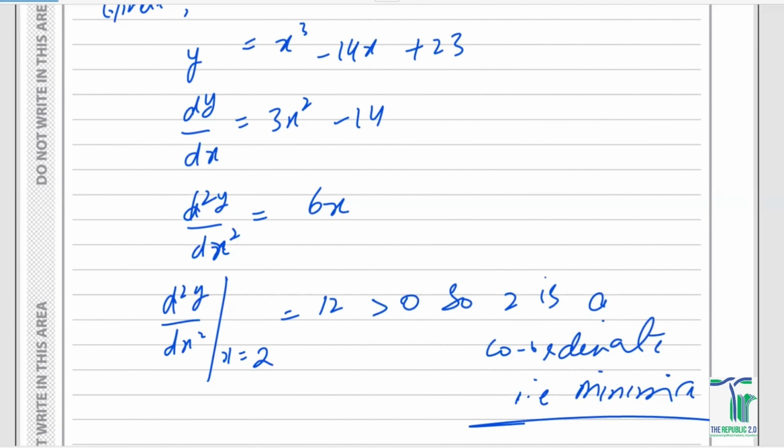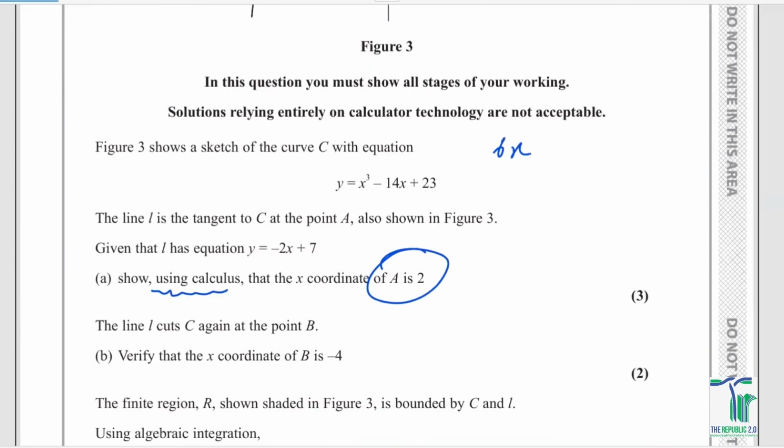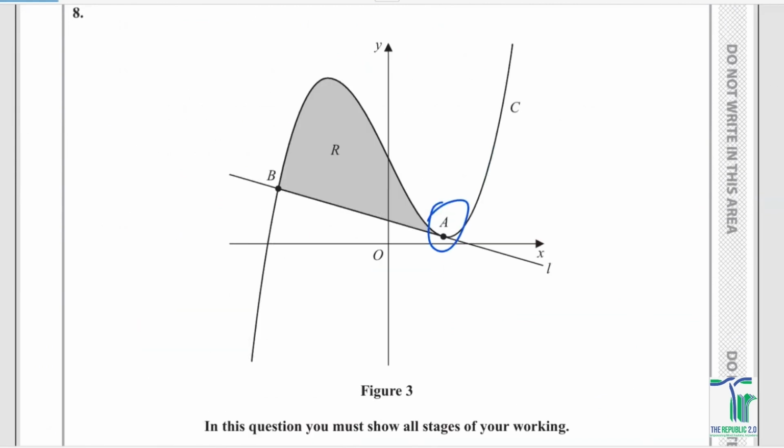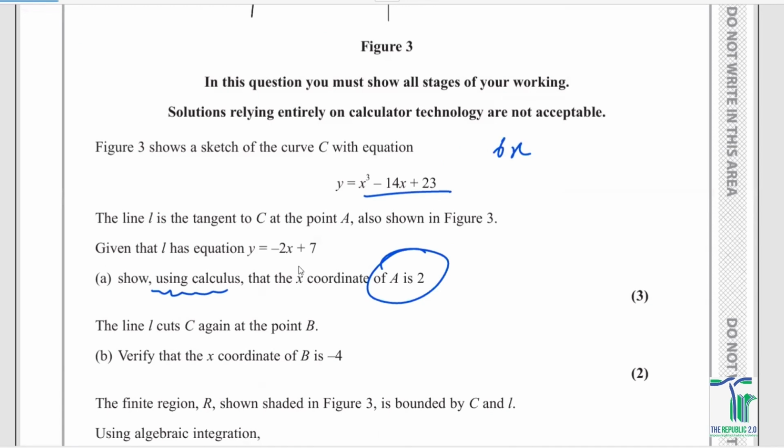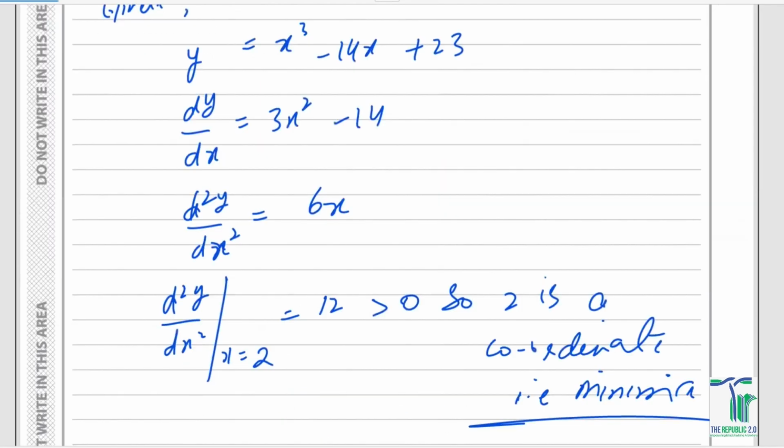Is that clear? Now, you've got the B part, and we need to verify that x coordinate. We do not need to use calculus now. We just need to show that the x coordinate of B is -4. You can see that B is the point of intersection of the curve and the straight line. So we're just going to equate them and solve them simultaneously, and I'll get myself the values of x.